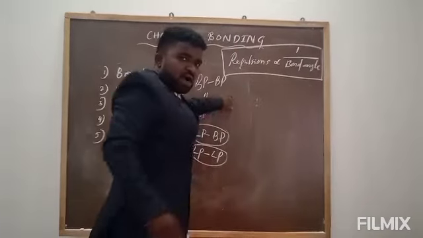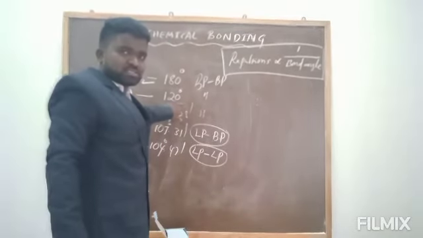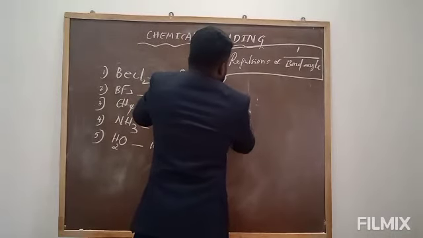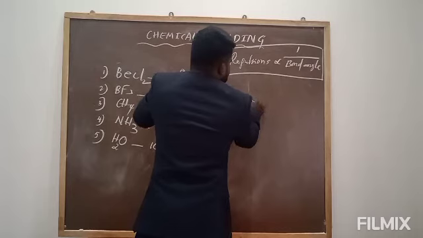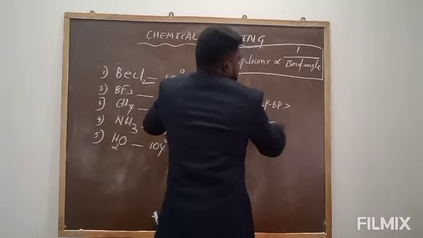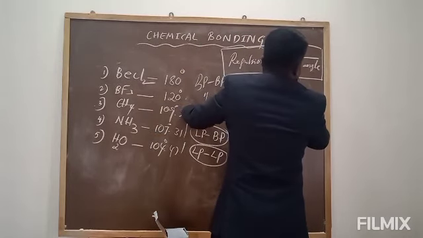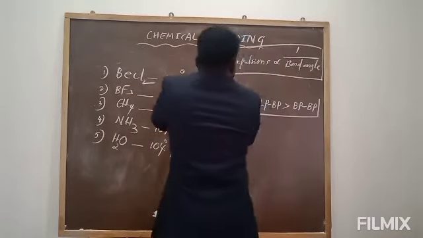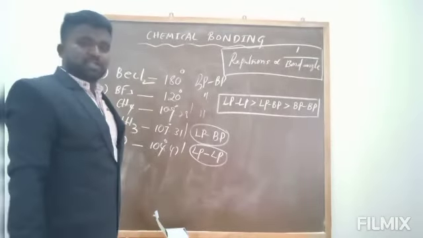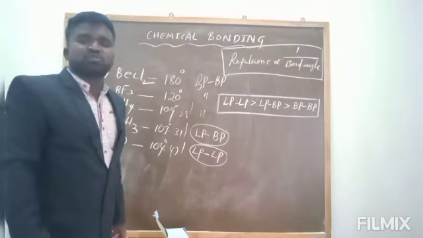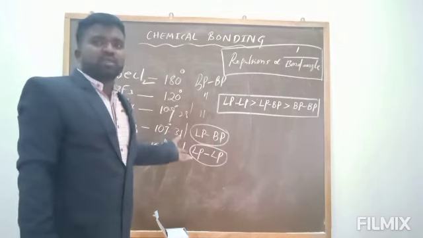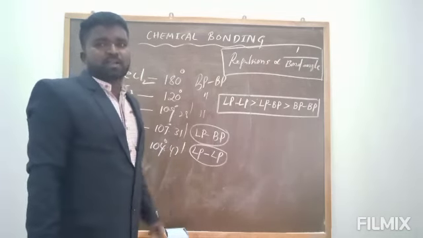So the conclusion on these repulsions: lone pair repulsions are greater than lone pair bond pair repulsions, which are greater than bond pair repulsions. These are the main postulates of VSEPR theory. So, dear students, just note down and learn carefully. Thank you.